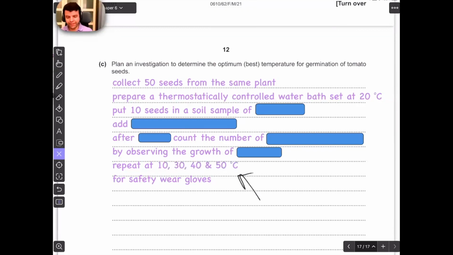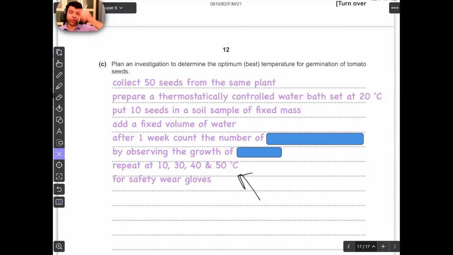Okay, so I'm going to take 10 seeds per water bath, and I'm going to put them into a sample of soil. I'm going to add a fixed volume of water. And after a week, 2 weeks, I'm going to count the number of seeds that have germinated. That would help me find the percentage of seeds that have germinated. Okay. What will I observe? What will I be waiting for? How will I know that seeds have germinated? I would just see the shoot or the roots.